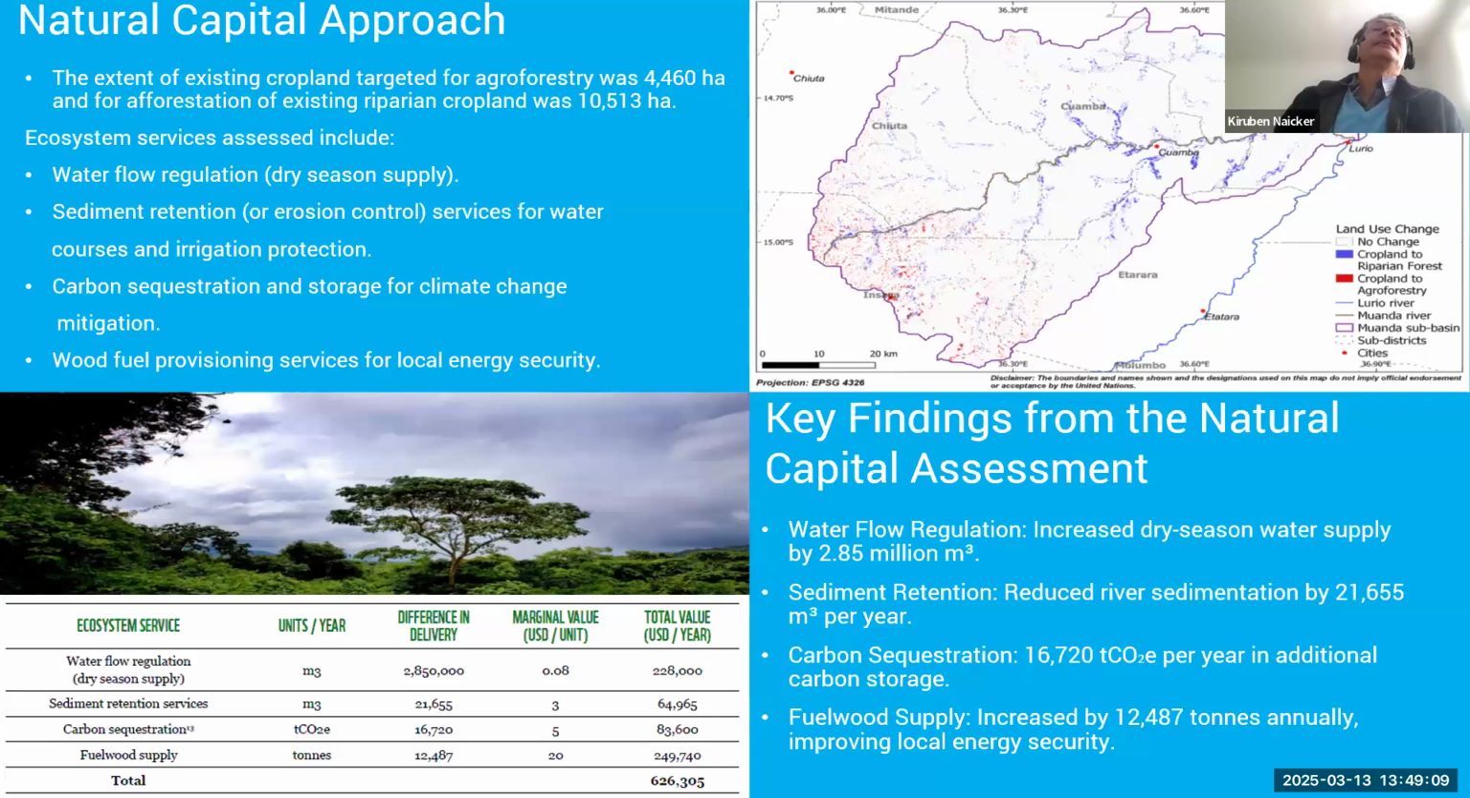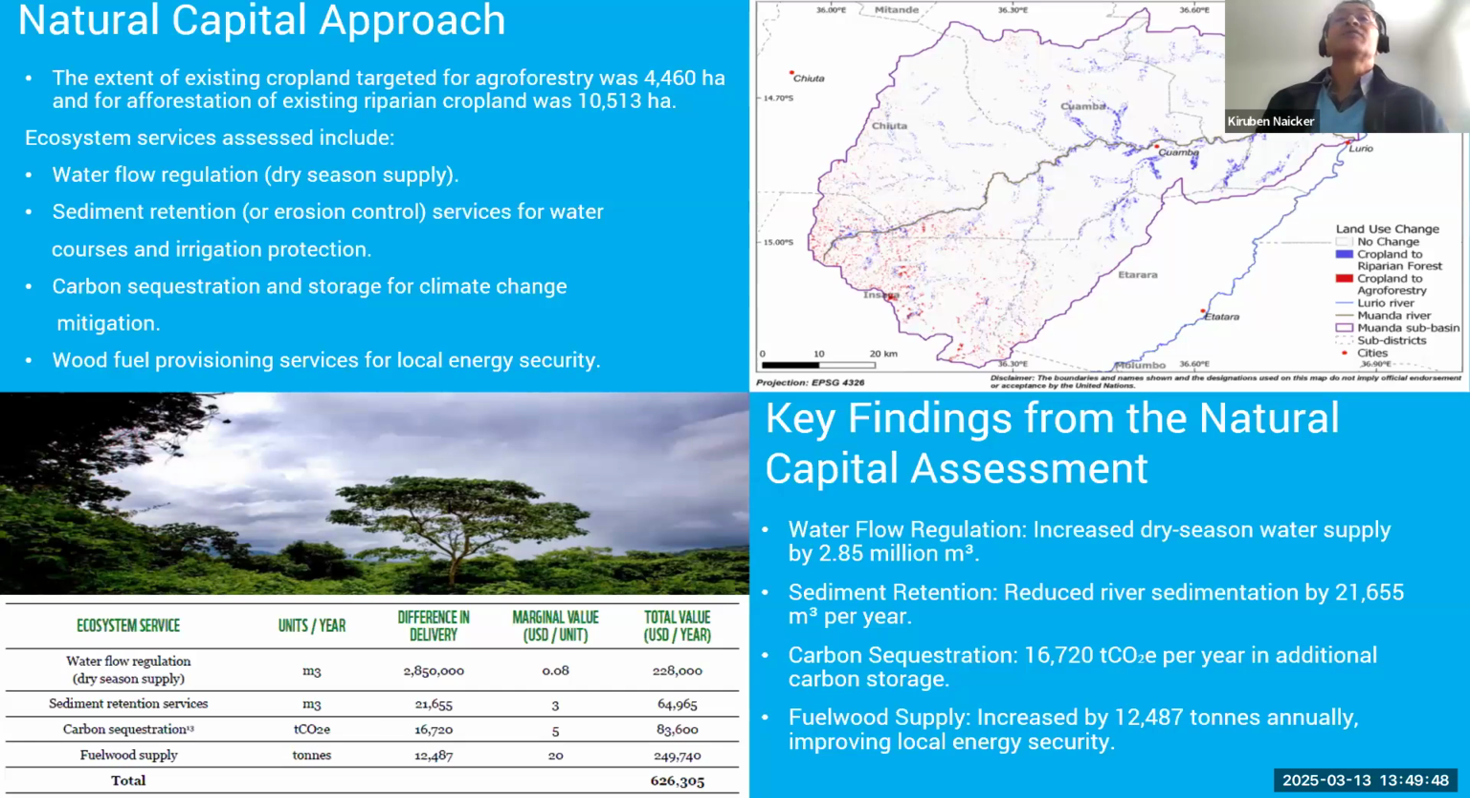scenario. And the ecosystem services assessed included water flow regulation for the dry season supply, sediment retention for erosion control services for water courses and irrigation protection, carbon sequestration and storage for climate change mitigation, and wood fuel provisioning services for local energy security. The table at the bottom on your left is just the economic benefits, and I will explain a little bit more about this in my next slide.